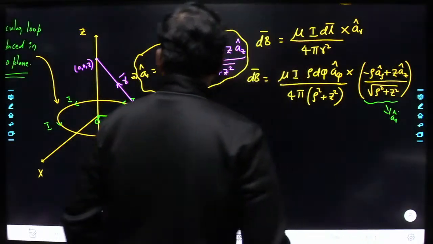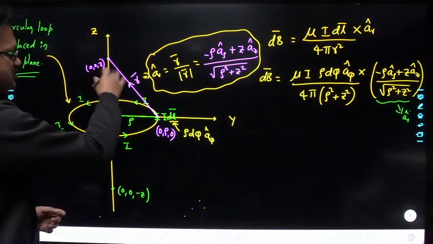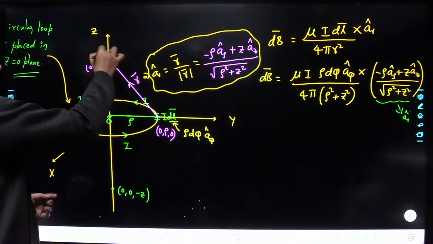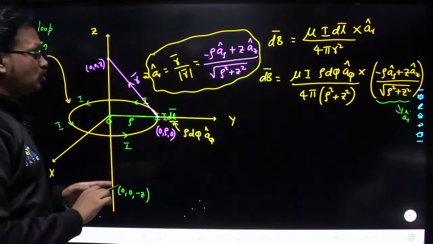If you want to understand how to write this ar cap, I will tell you in another manner. See here, you are having r bar. This r bar can be resolved into two components.